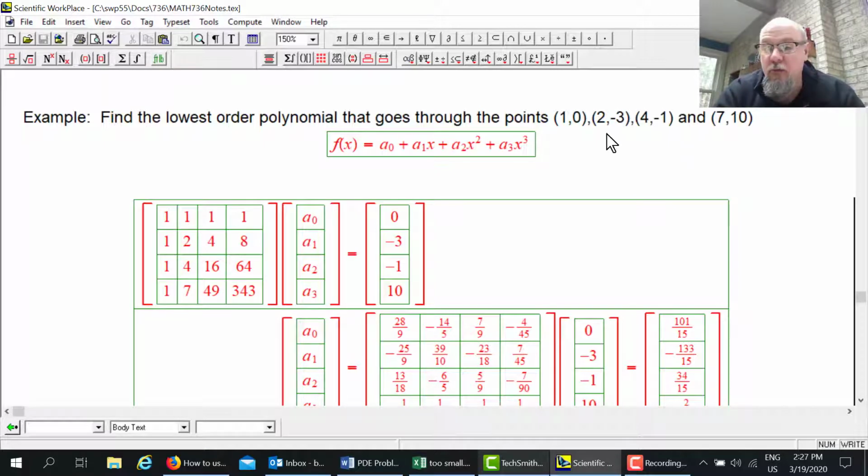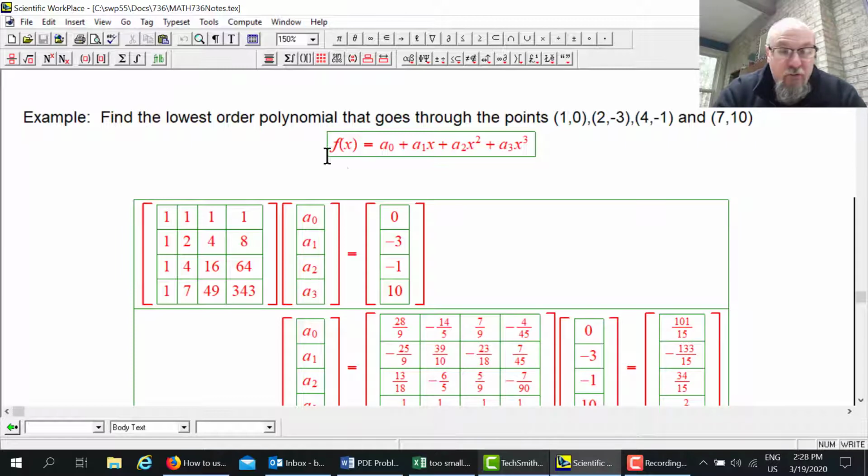The second row is for the x value of 2: 2 to the 0, 2 to the 1, 2 to the 2, 2 to the 3. The next row is for 4: 4 to the 0, 4 to the 1, 4 squared, 4 cubed. And the last row is for 7: 7 to the 0, 7 to the 1, 7 squared, 7 cubed. Multiply by this matrix, get the y values here: 0, minus 3, minus 1, 10.